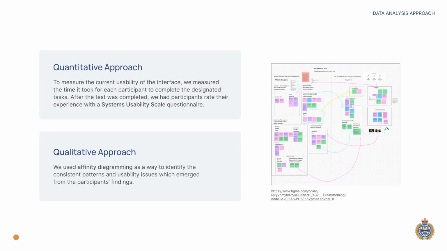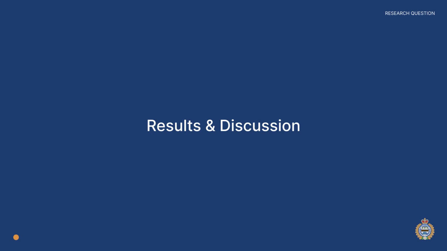A quantitative approach was employed specifically for the usability construct, which is identified to be our primary concern. We measured the time it took for each participant to complete each task, and after the task was completed, we had participants rate their experience with the post-test SUS questionnaire. Qualitative-wise, we used affinity diagramming as a way to identify the consistent patterns and usability issues which emerge from the participants' findings. And now I will discuss the patterns we have identified while synthesizing both qualitative and quantitative data.